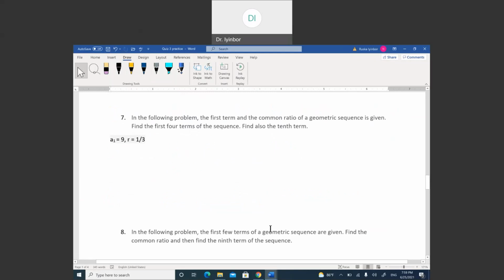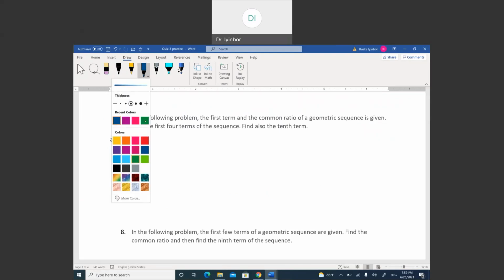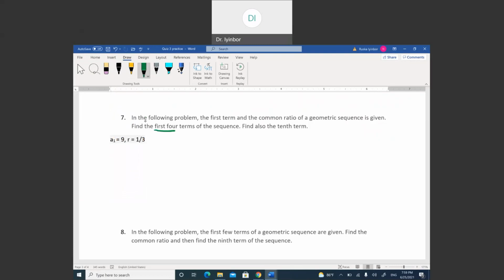Then you're going to go to number 7. In number 7, it says in this problem, the first term and the common ratio of a geometric sequence are given. Find the first 4 terms. So you have to find the first 4 terms of the sequence, and also the 10th term. Okay? So here we know it's a geometric sequence, so we're going to use the formula for geometric sequences.